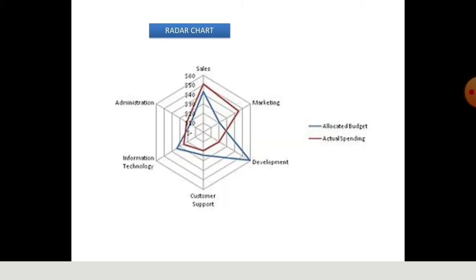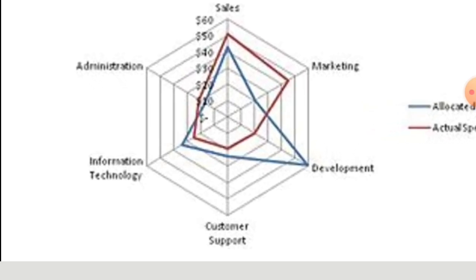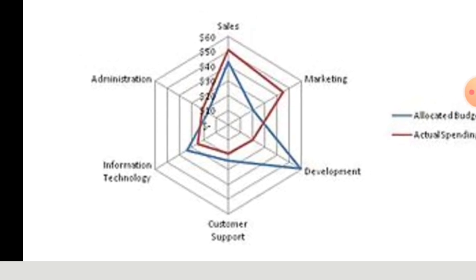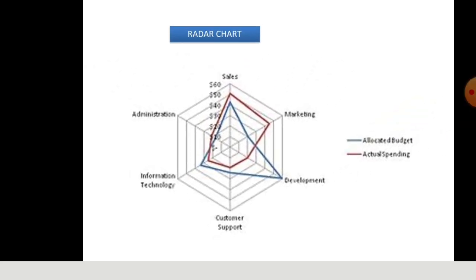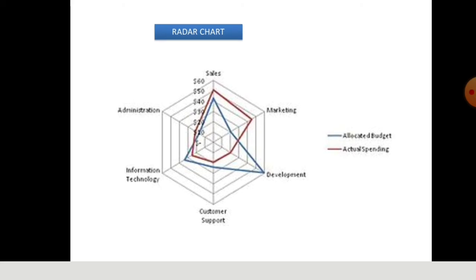So the last is radar chart. In radar chart, each data series has its own value axis. From the center, a line connects all the values in the same data series. You can see here all the data is connected in the center.